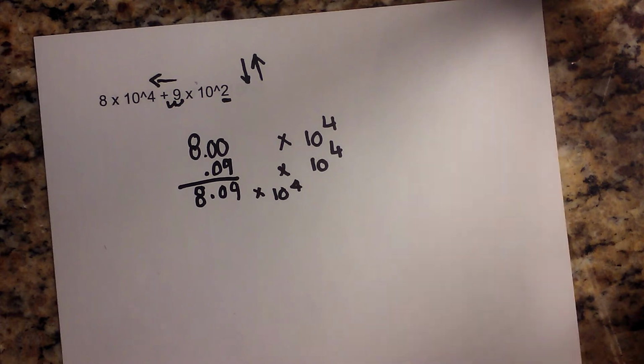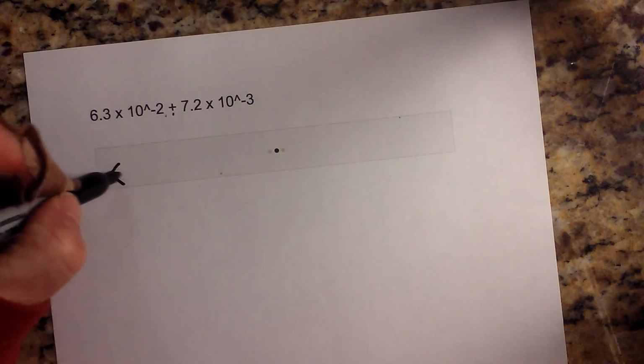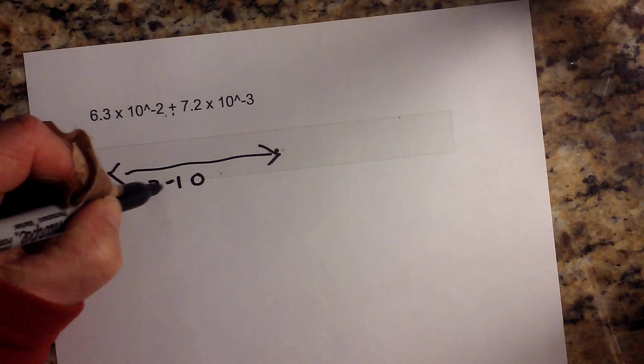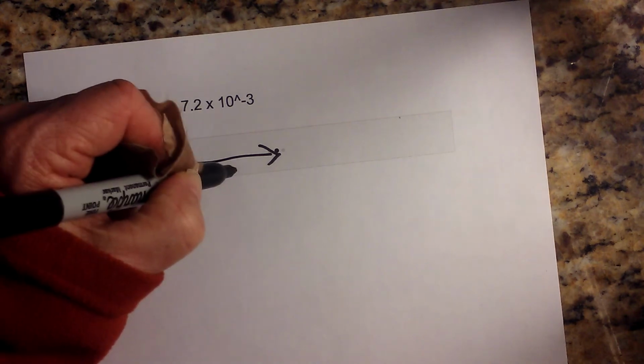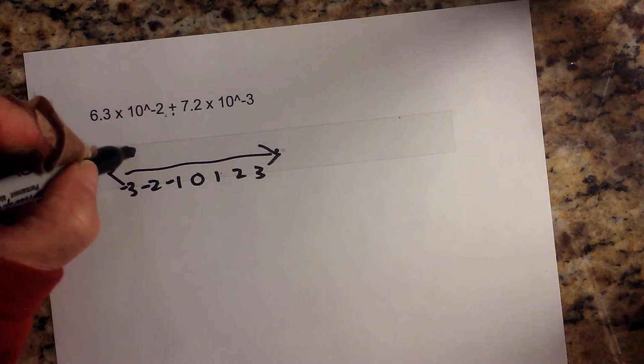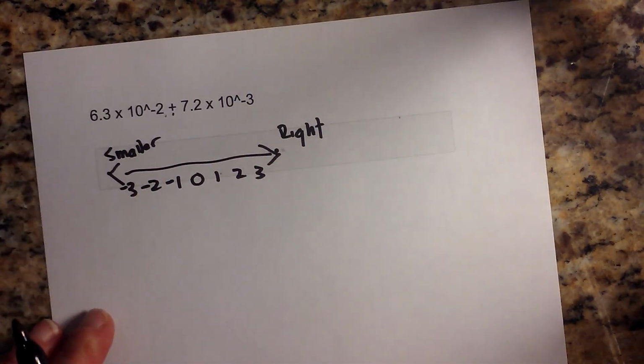Okay, let's work another example. Now this one can seem a little trickier. Remember, in a number line, especially when you have negative numbers, say if this is 0 and this is -1, -2, -3, 1, 2, 3. Remember, everything on the left is smaller than on the right. So let's look at the problem.